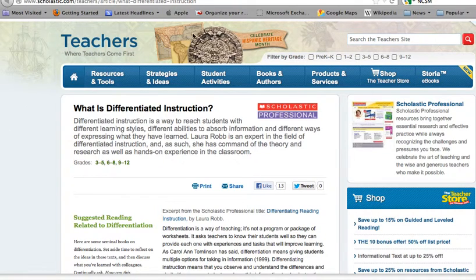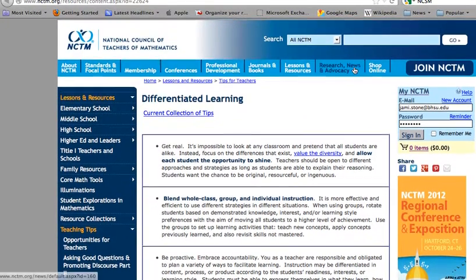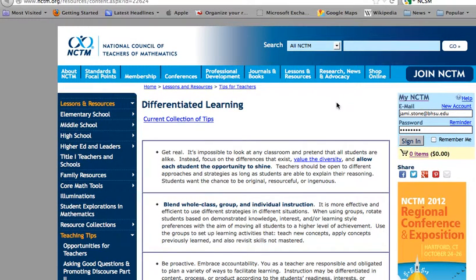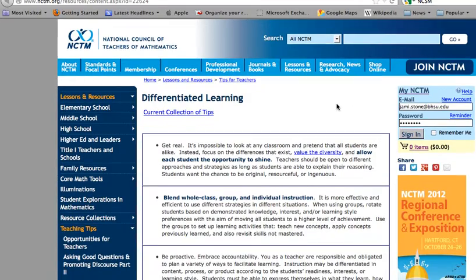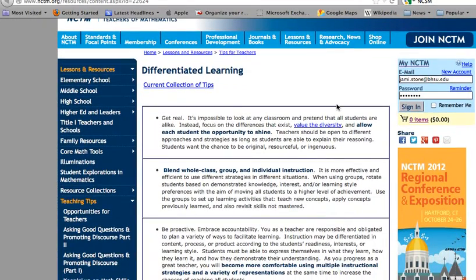Then the third site that I'd like for you to go to is, well, actually you're asked to Google about differentiated math or differentiated science. This right here is the NCTM website, which does have an actual part of it that is focused on differentiated learning.